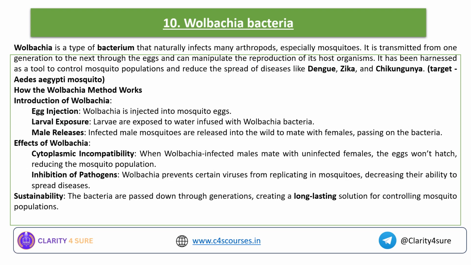Coming to the last topic of today's session, this is an important topic, and it is about the Wolbachia bacteria. So what is this? It is nothing but a bacteria that naturally affects some of the arthropods, especially the mosquitoes. This bacteria actually transmits from one generation to another through the eggs, and it can manipulate the reproduction of the host organism. This is a very important point, because this manipulation will cause some permanent effect in the host organism.